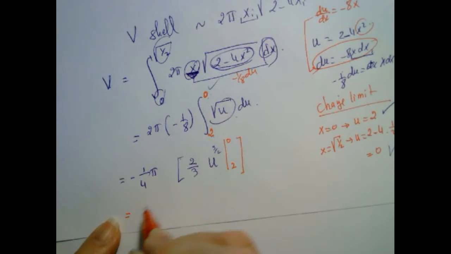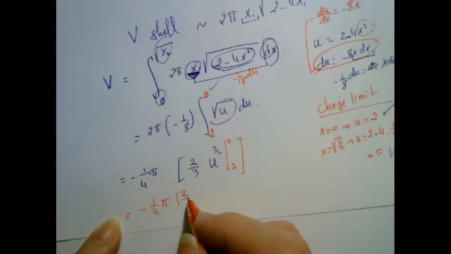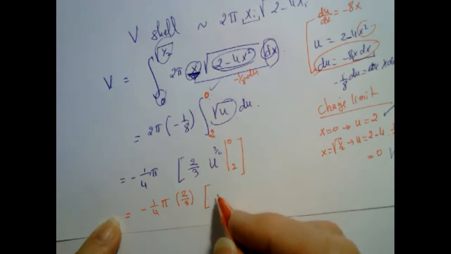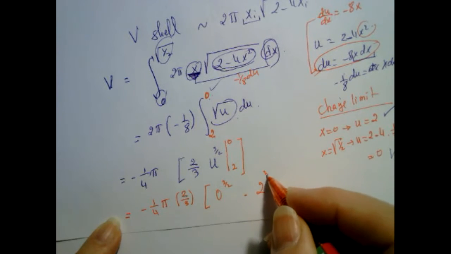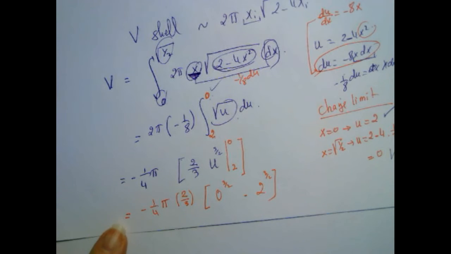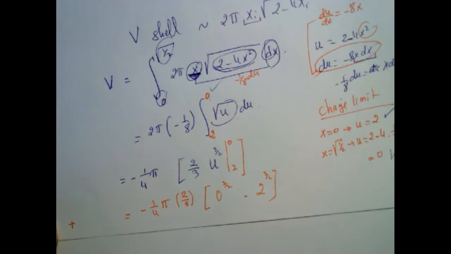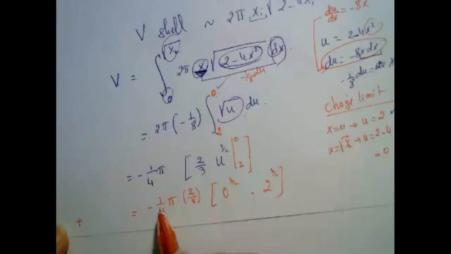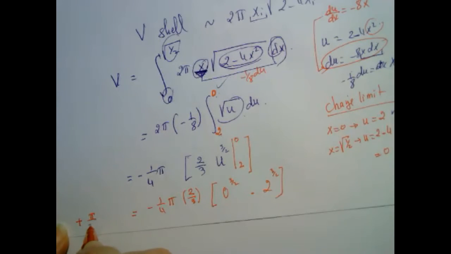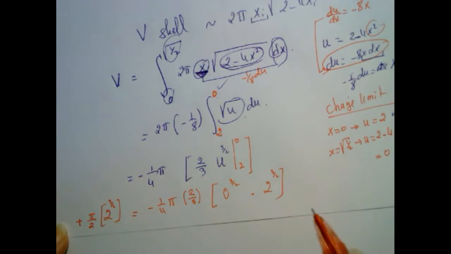So finally, this is from 2 to 0, and it's going to give me the 2/3 factored out. And then I will have 0 to the power 3/2 minus 2 to the power 3/2. And then minus minus is a plus. Of course, we have a plus. We're finding volume. If I get a negative answer, it means I am definitely goofing. And then I will have 2 times this. I will have pi over 2 times 2 to the power 3/2. And that's the end of the problem.